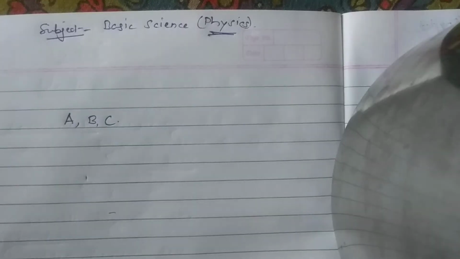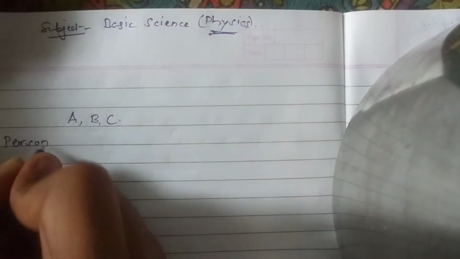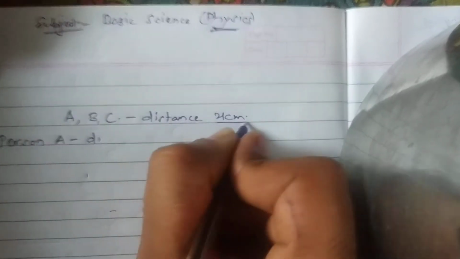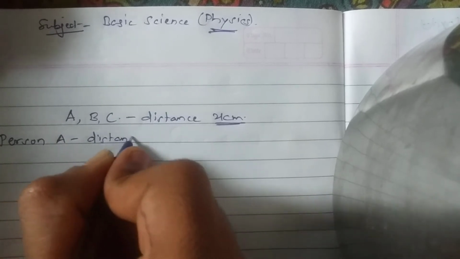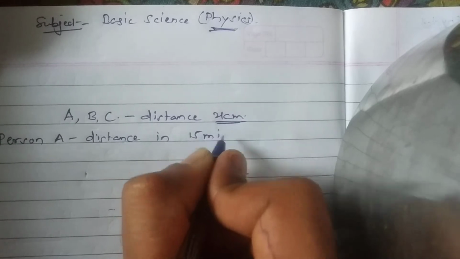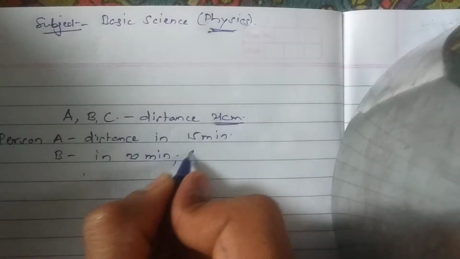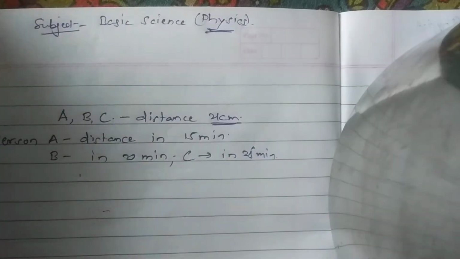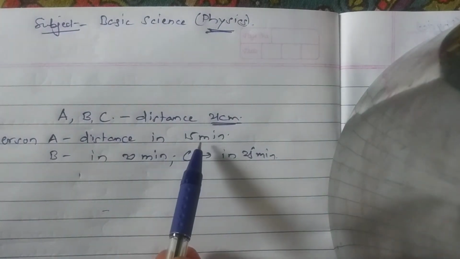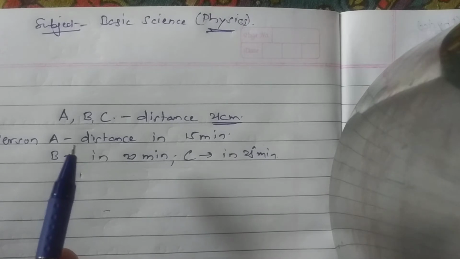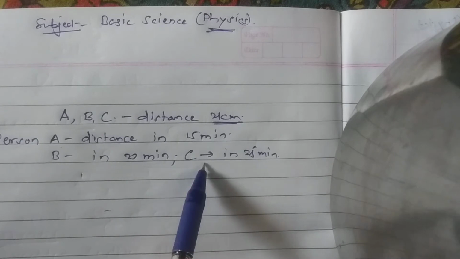Suppose you have three people, A, B and C, and all of them are asked to cover a distance of 2 kilometers. Person A covers the distance in 15 minutes, B covers the same distance in 20 minutes, and C covers it in 25 minutes. I can clearly see that person A covers the distance in the least time, and person C takes the maximum time to cover the same distance of 2 kilometers. So person A is the quickest and person C is the slowest.